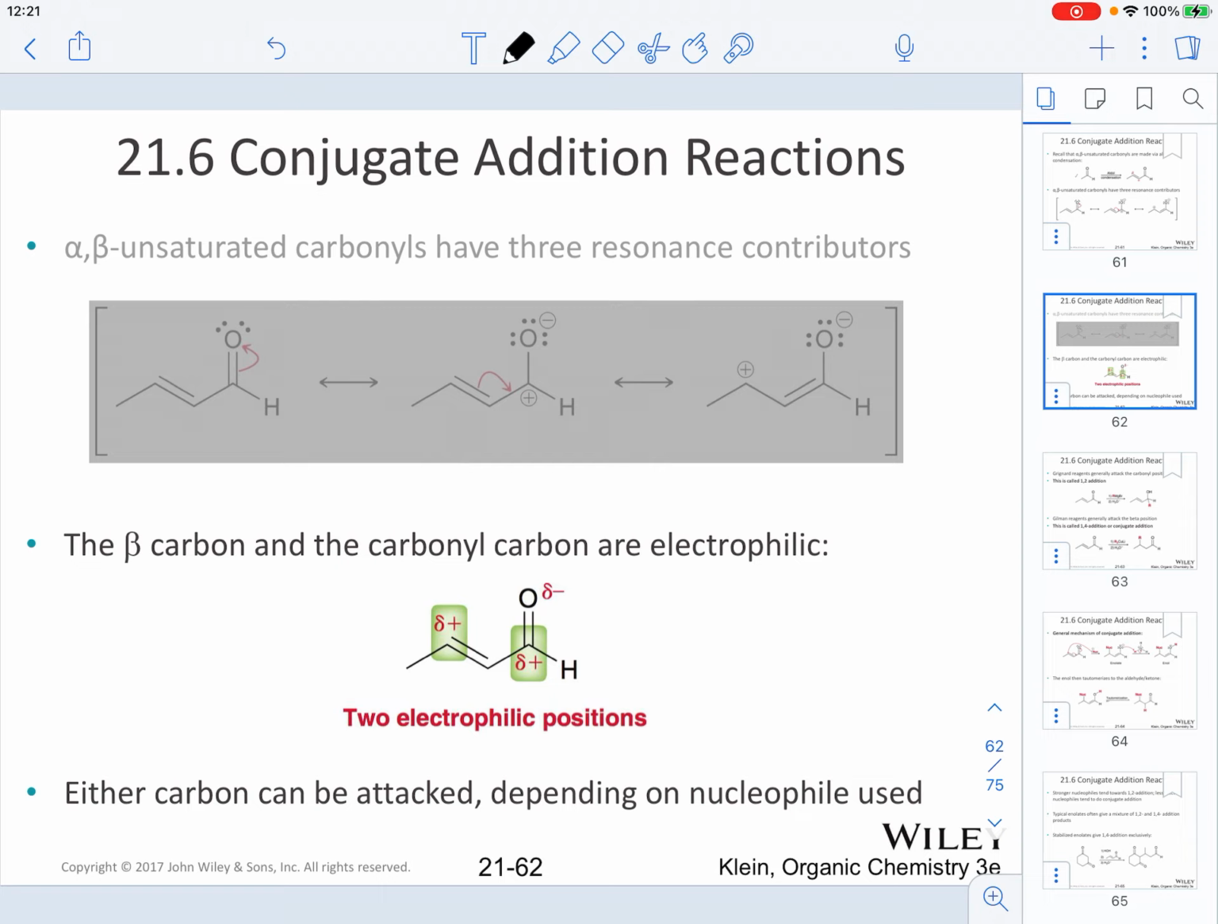So understand that overall, the carbon in the carbonyl and the carbon that is beta to the carbonyl are going to have a partial positive. What that means is that those 2 positions are going to have electrophilic ability. So when we have reactions occurring to these systems, the points of attachment will be those 2 sites that have the partial positive symbol.